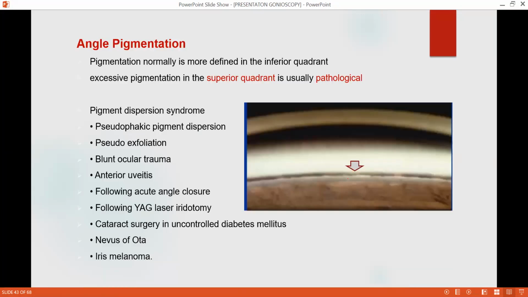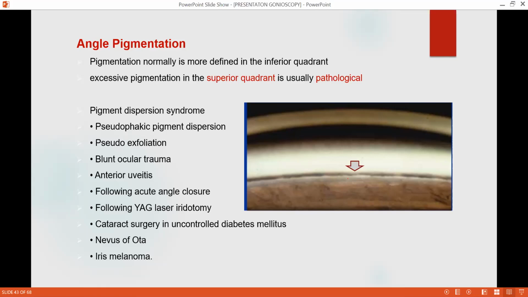You can see pigmentation in the angle, and there are various causes for angle pigmentation. They are more prominently seen in the inferior quadrant, and that is physiological. But if you see excessive pigmentation in the superior quadrant, it is always pathological. So the conditions which cause angle pigmentation are pigment dispersion syndrome, pseudophakic pigment dispersion, pseudoexfoliation, blunt ocular trauma, anterior uveitis, following YAG laser iridotomy, post-cataract surgery, nevus of Ota, and iris melanoma.